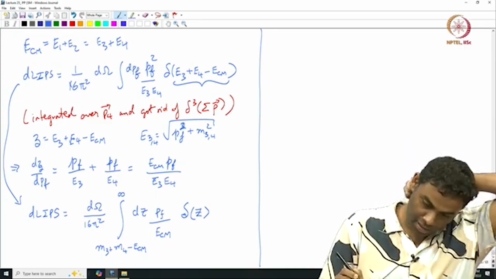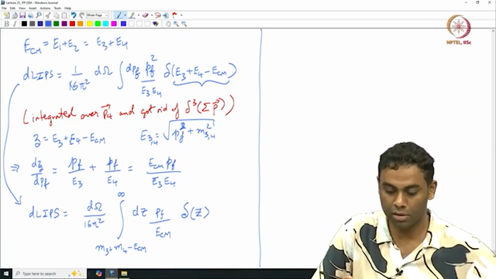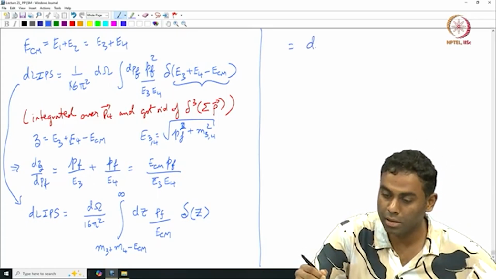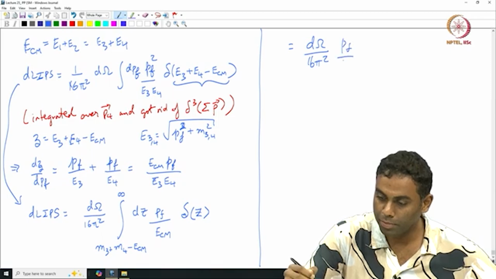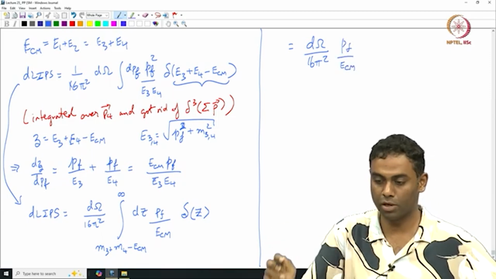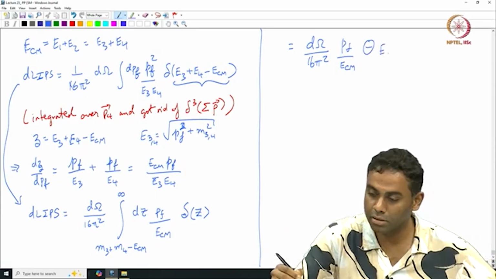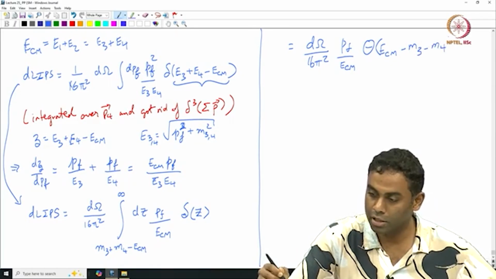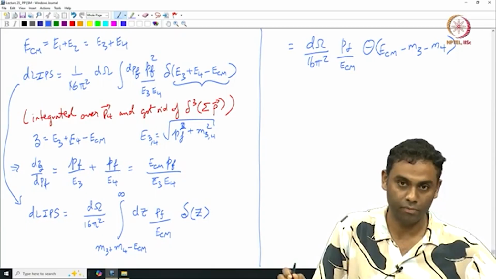Okay. So what is this? If you do the evaluation, what is an integral over a delta function written this way? That is nothing but d omega over 16 pi squared. Now I can happily pull out the PF over ECM, because that's not what I'm doing the integration over. I just have a Heaviside theta function that ensures that the initial center of mass energy that I pump in is larger than the sum of the final state masses. Okay.